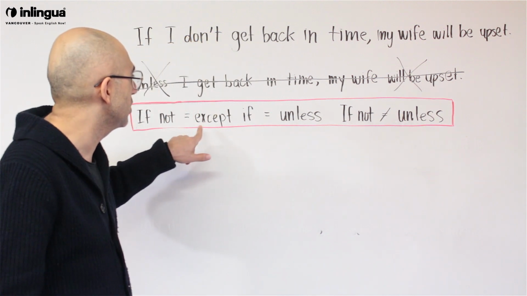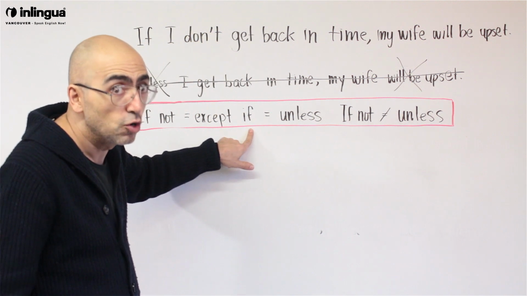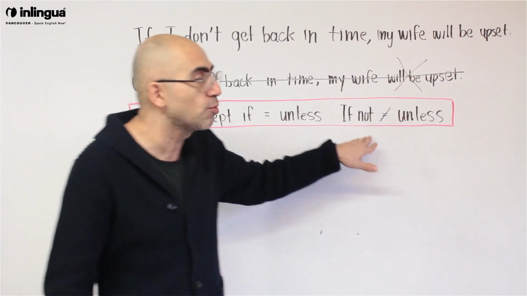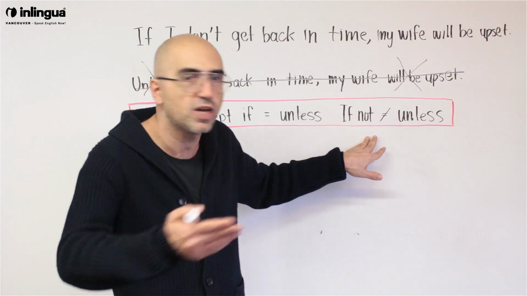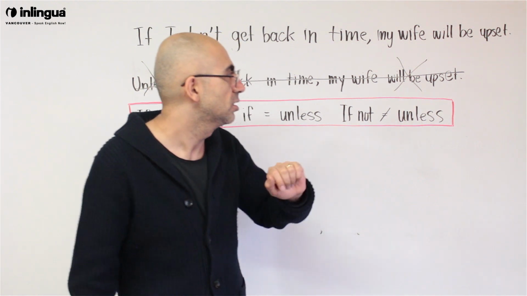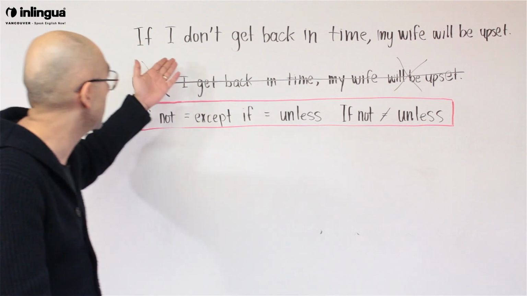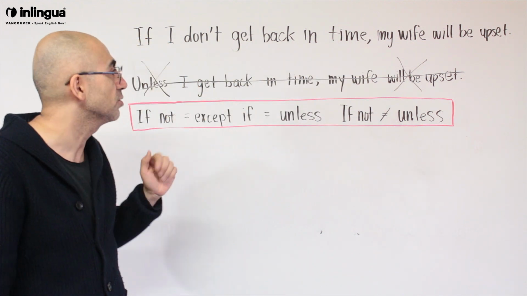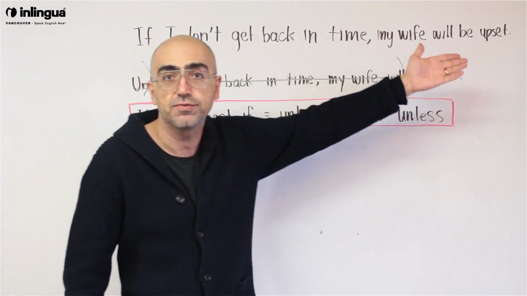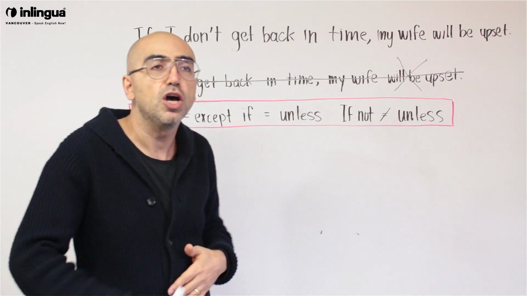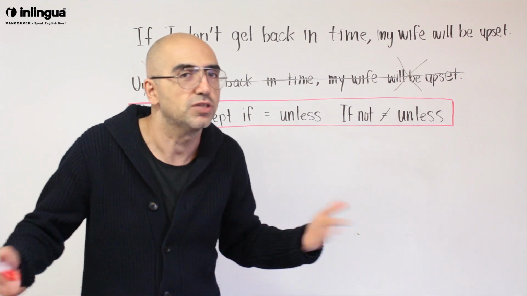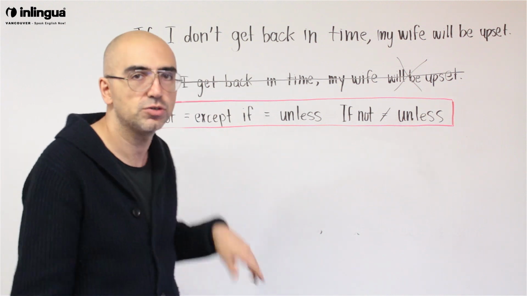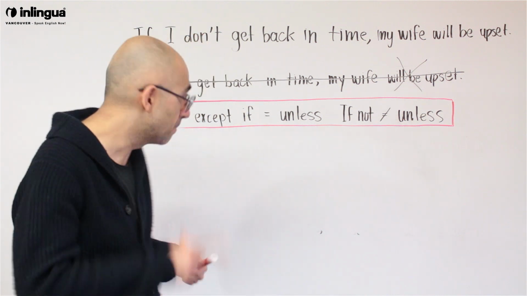So if not equals except if, sometimes, or only if. And in those cases, you can use unless. But if it's just a normal if not, just a condition, one of many conditions, then you cannot use unless. Like this example. If I don't get back in time, my wife will be upset. You can only use if don't, because this is one of the conditions that upsets my wife. Right? There's so many things a husband can do that upsets his wife. And that's just one of them. So this cannot be a necessary condition. It's just a condition.